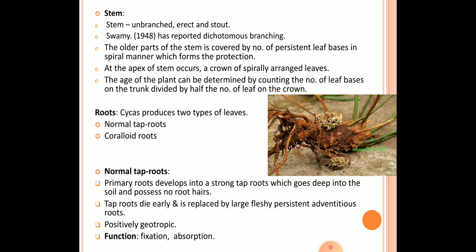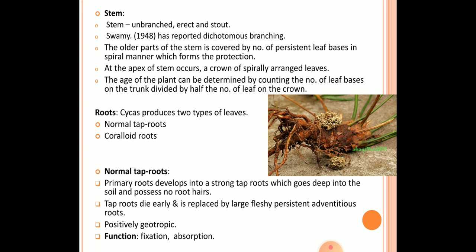First, the characteristics of the stem. The stem is unbranched, erect, and stout. That means it will be straight and erect in nature, and in very few conditions there is a possibility of dichotomous branching. The older part of the stem is covered by a number of persistent leaf bases in a spiral manner, which forms protection. At the apex of the stem occurs a crown of spirally arranged leaves.